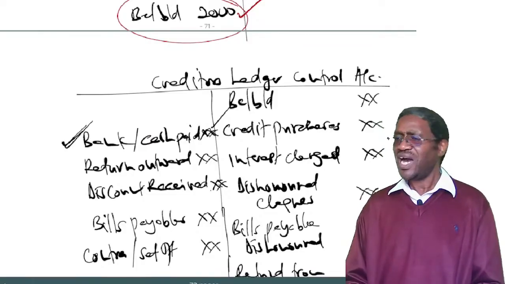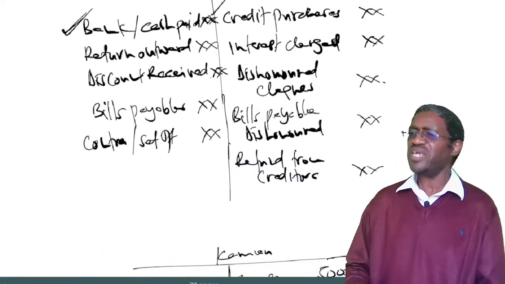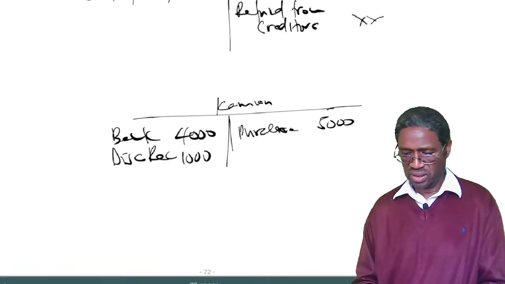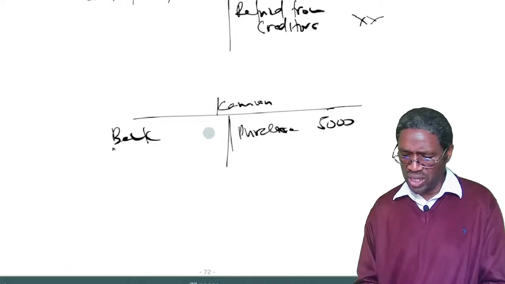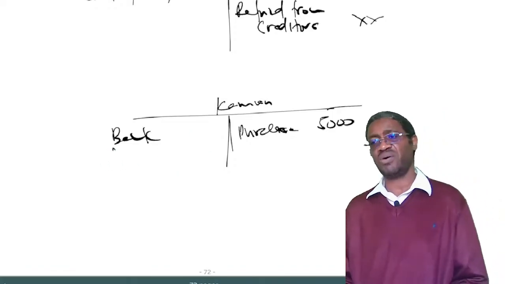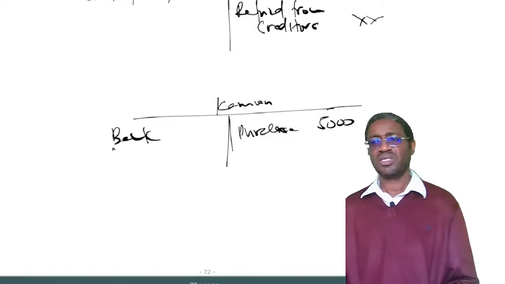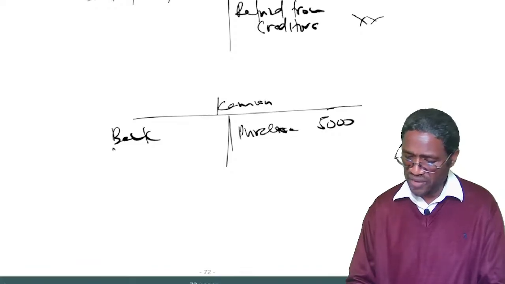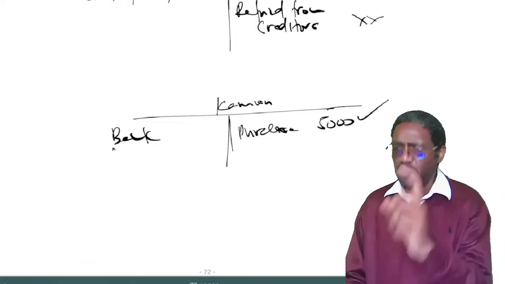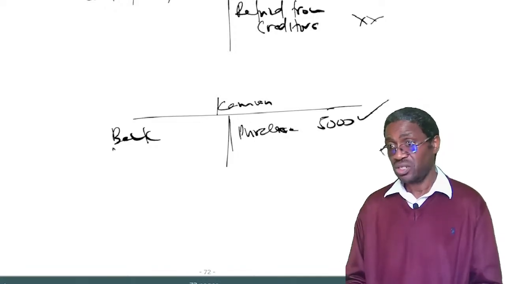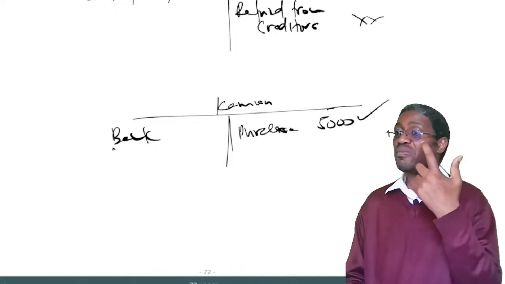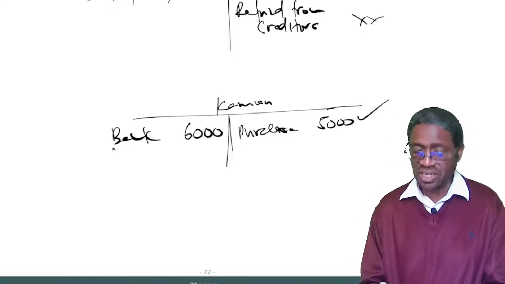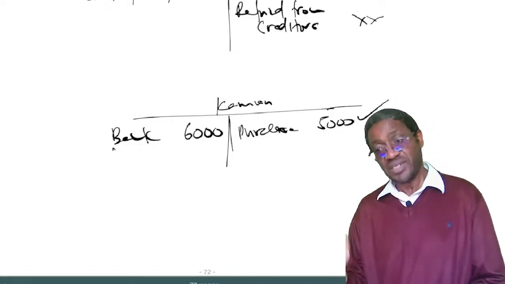Now, again, it may happen. Let me change this. You purchase goods from your creditor called Kamau for 5,000, and you debited purchases and you credited Kamau by 5,000. Suppose you wrote to them a check. You, as a business, wrote to them a check of 6,000. You must have debited Kamau as a creditor and credited bank.